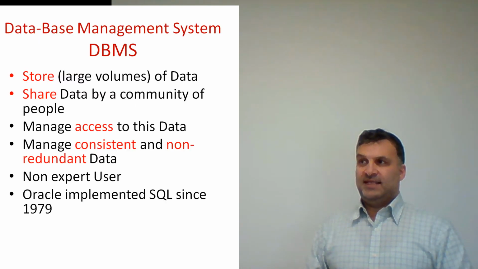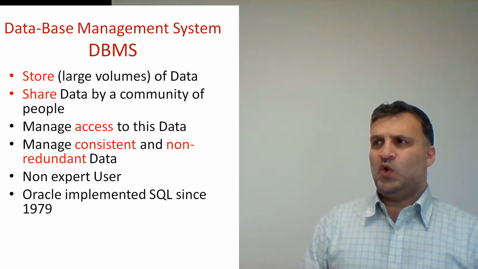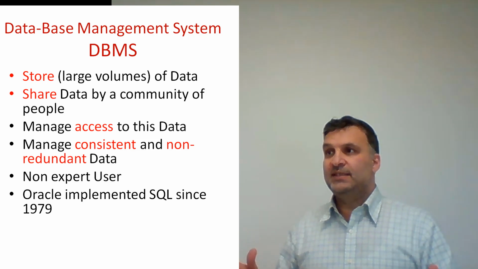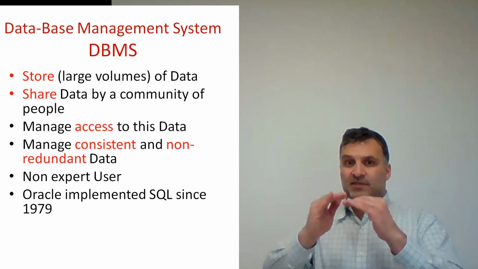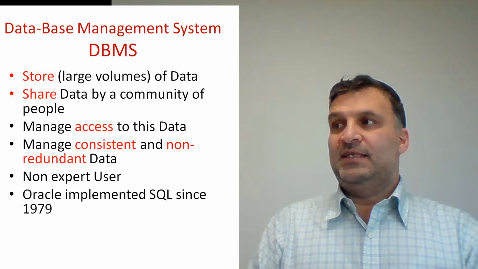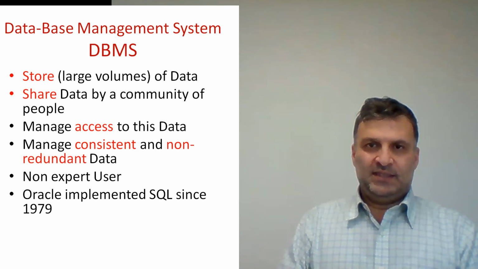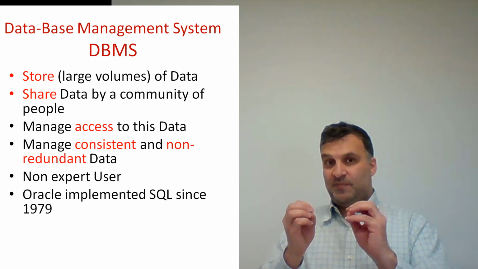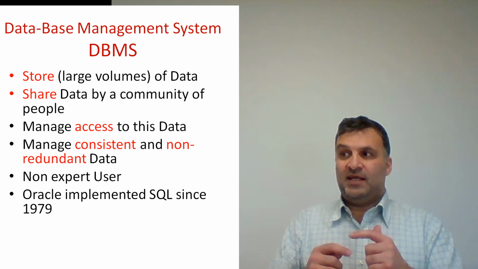What does a database management system do? With a database management system, we can store a huge quantity of data. We can share this data, and we have different rights to access it. We can manage access to this data. We can manage consistency and non-redundant data. So if we make a good design, we can be sure that our structure will be optimized and we will not have redundancy of data.